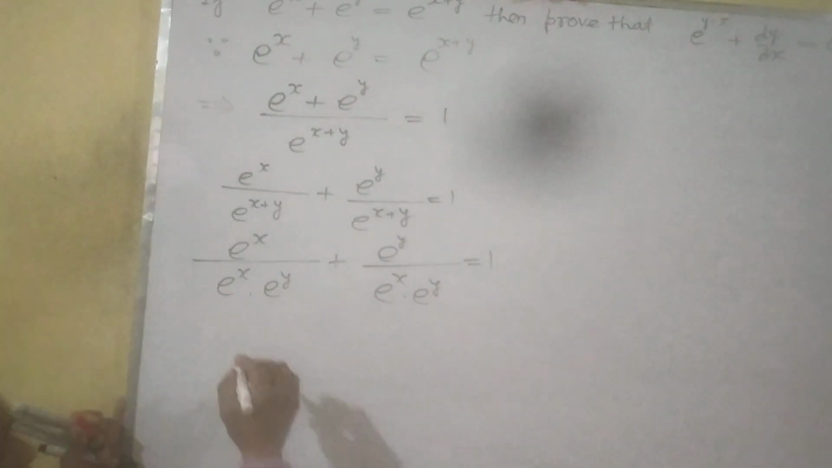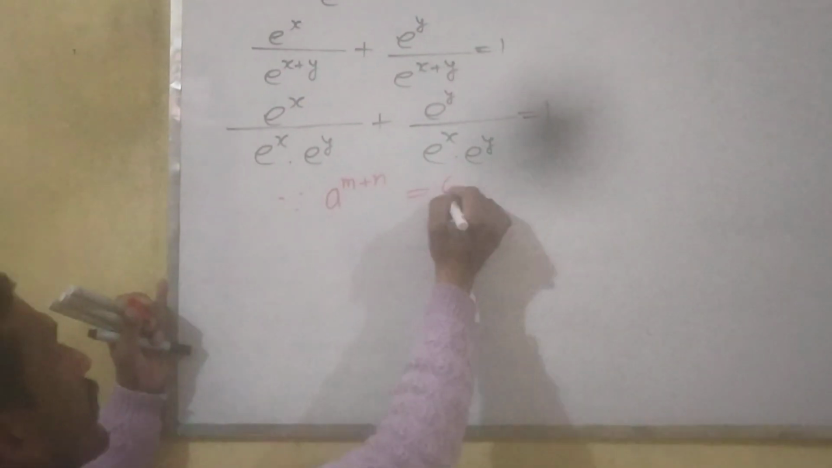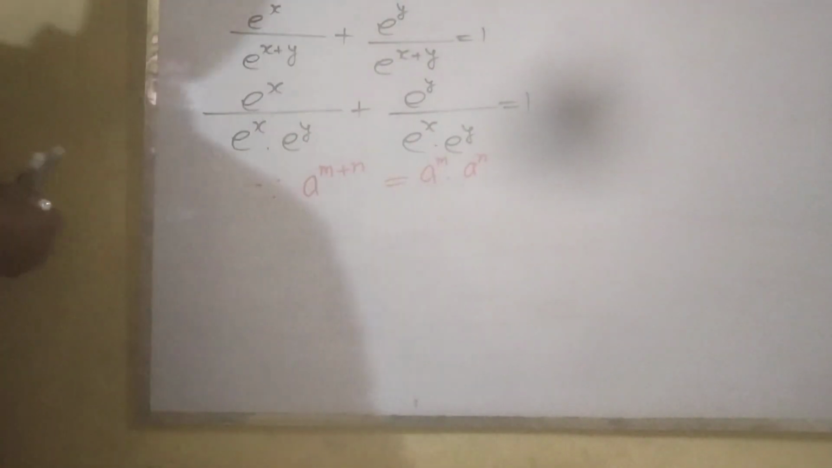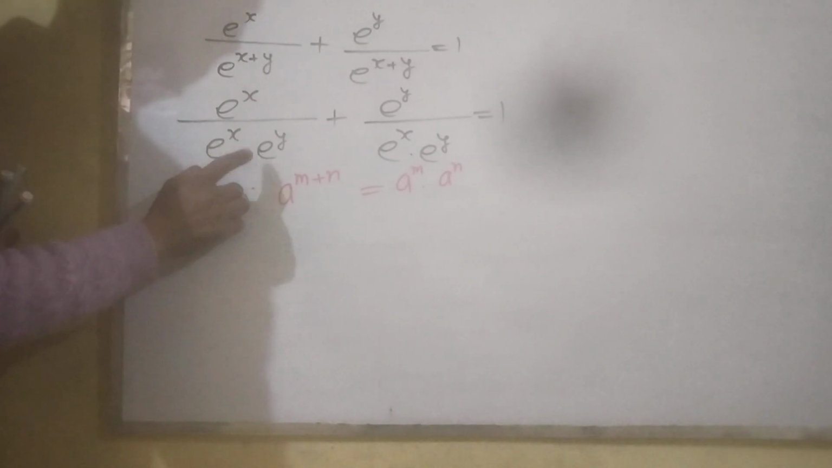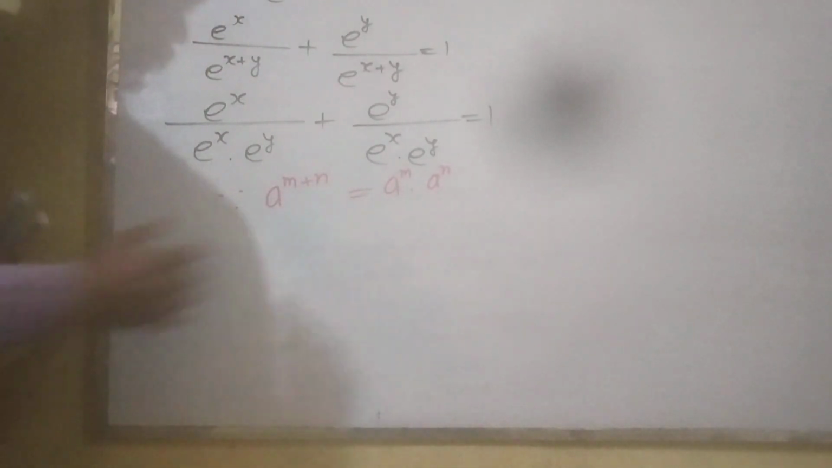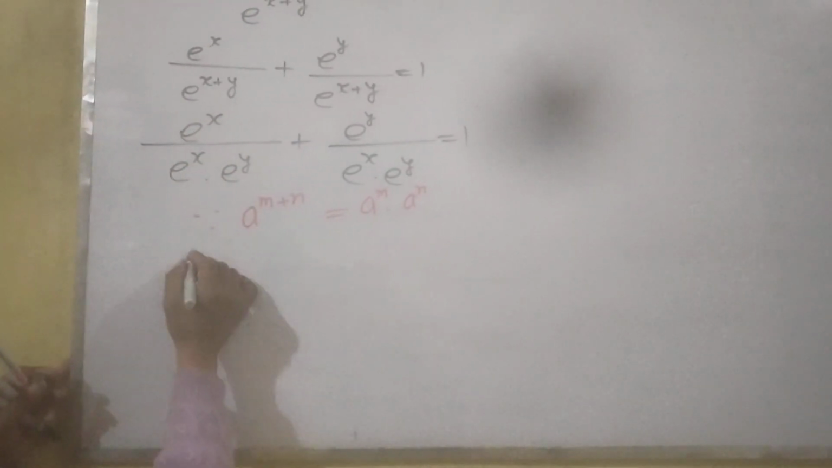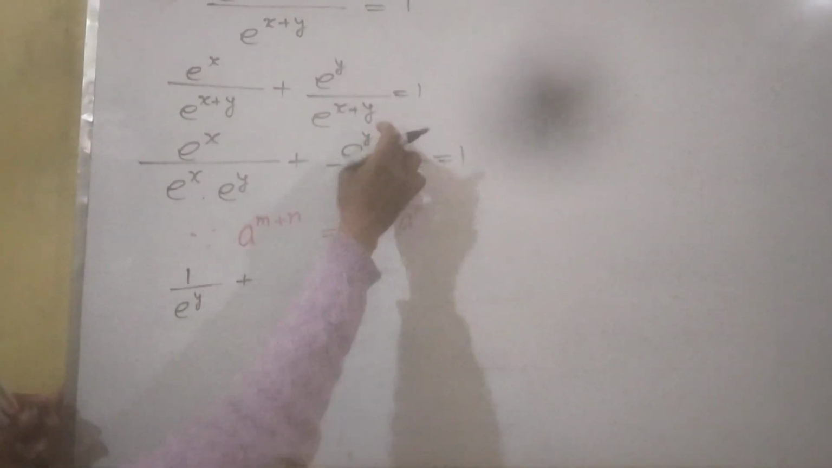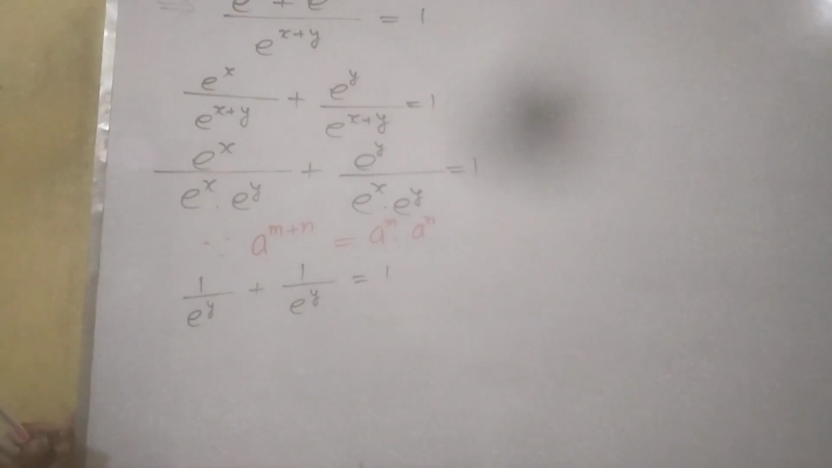Why? Since a to the power m plus n equals a to the power m into a to the power n. So here, a to the power m plus n equals a to the power m into a to the power n. Okay? Now it becomes: e to the power x cancels out, 1 upon e to the power y, plus e to the power y cancels out, 1 upon e to the power x, equals 1.